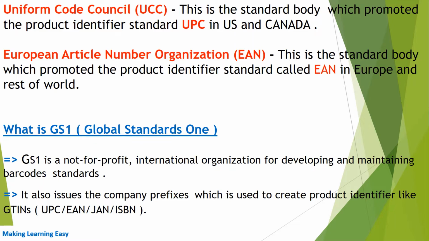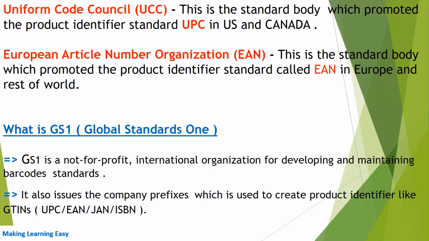What is the EAN organization? European Article Number. This is the standard body which promoted the Product Identifier Standard EAN in Europe and rest of the world. So these two organizations, UCC and EAN, were responsible for maintaining the barcode standards before GS1 was formed.